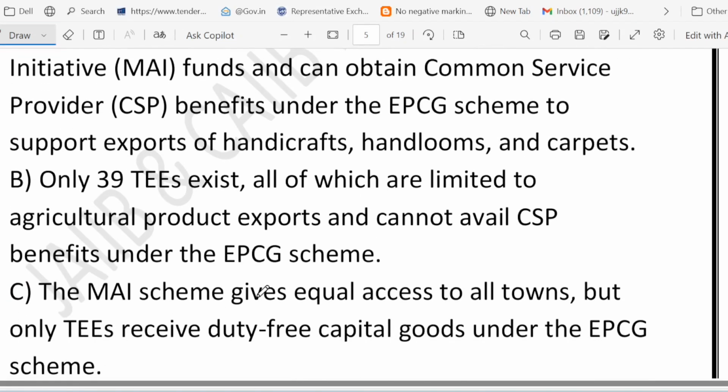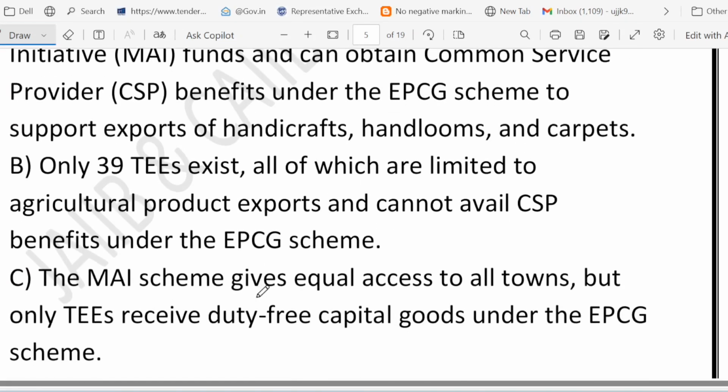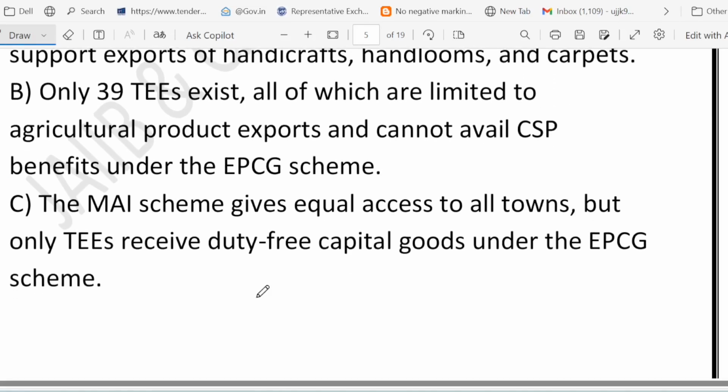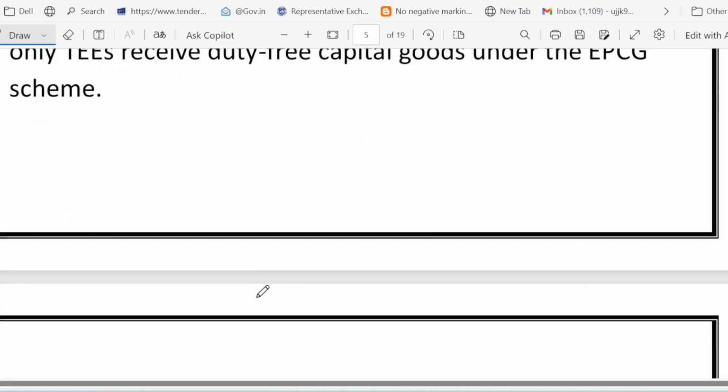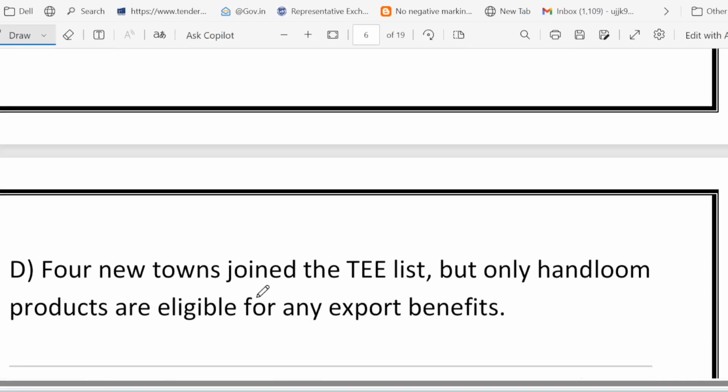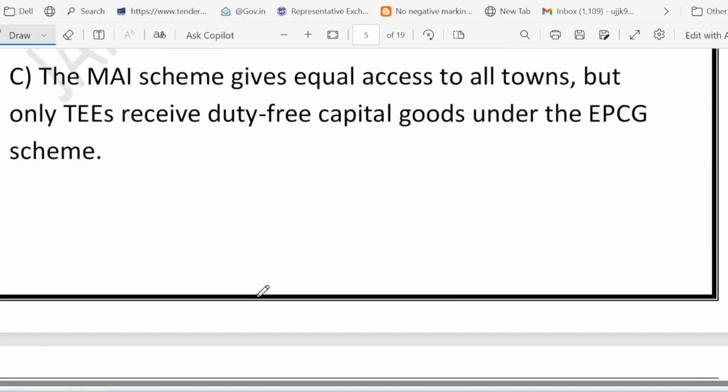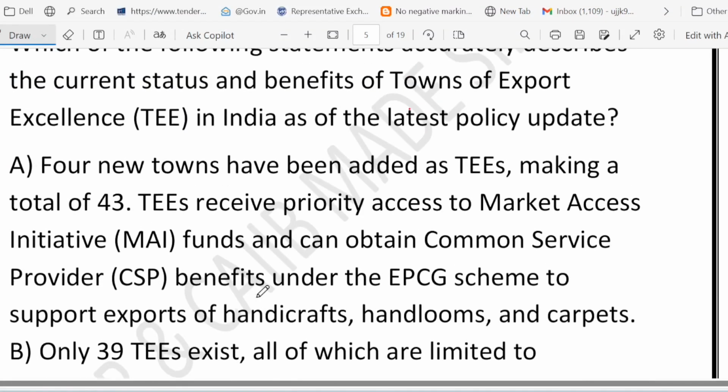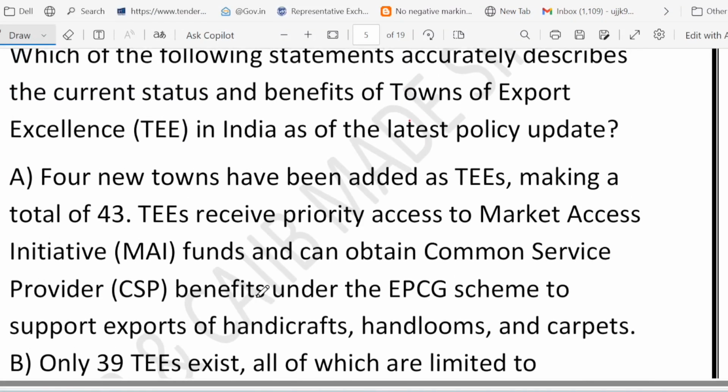B says that only 39 TEE exist, all of which are limited to agriculture product export and cannot avail CSP benefit. Option C says the MAI scheme gives equal access to all towns, but only TEE receive duty-free capital goods under the EPCG scheme. And option D says 4 new towns join the TEE list, but only handloom products are eligible for any export benefit. So the question is, which one accurately describes the current status?